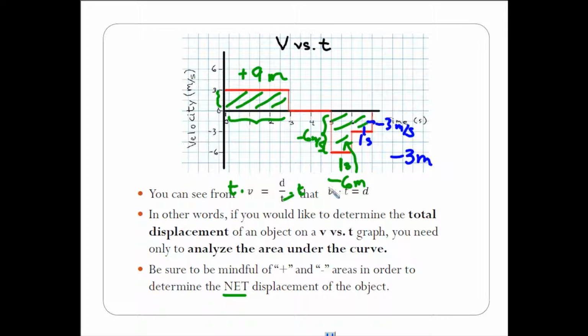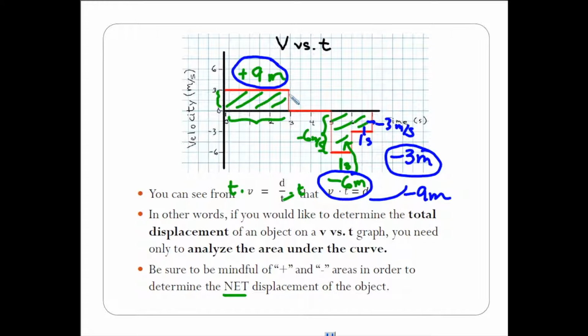And if you look at the net displacement for an object that returns back to the starting point, if I have a negative 6 and a negative 3, that's a total of negative 9 meters. And you should see that that perfectly balances out the positive 9 meters that we had in the first place. This is a case of an object that returns back to its original position, just like we saw in that displacement versus time graph.